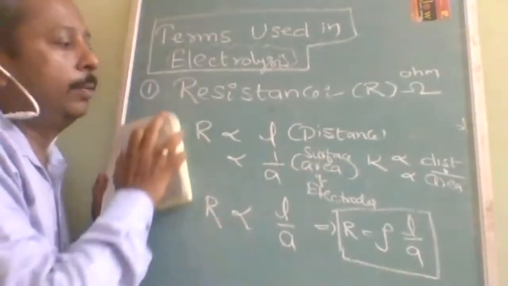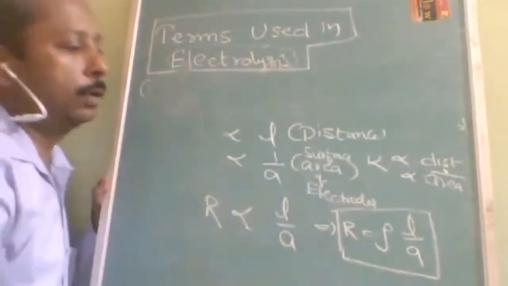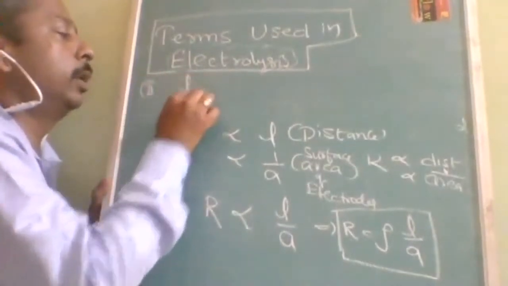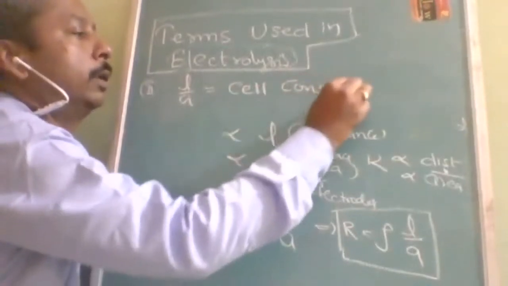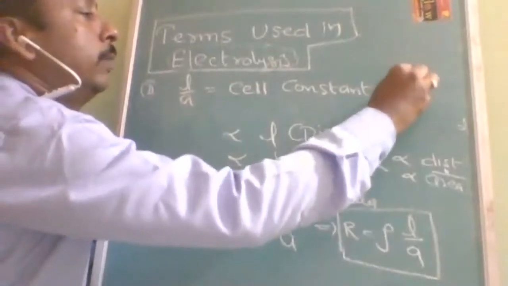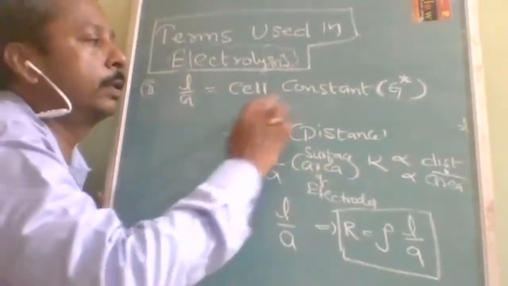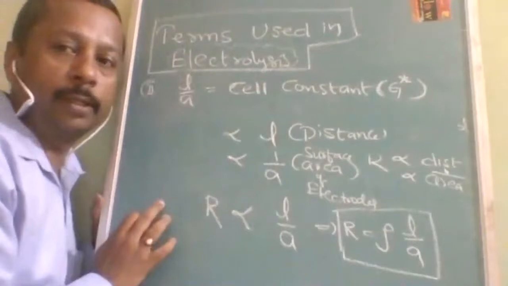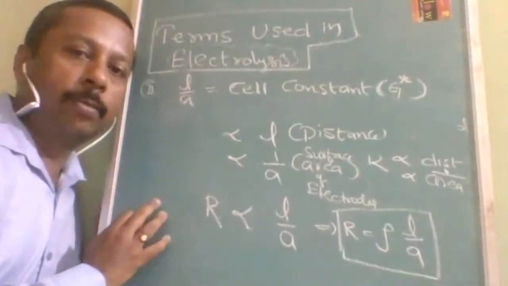Now we come to the second term. What is L by A? L by A is called the cell constant. Cell constant is sometimes denoted with G star. Why is it called the cell constant? Once an electrolytic cell is manufactured, the distance is going to be fixed, and the area of the electrode is going to be fixed.